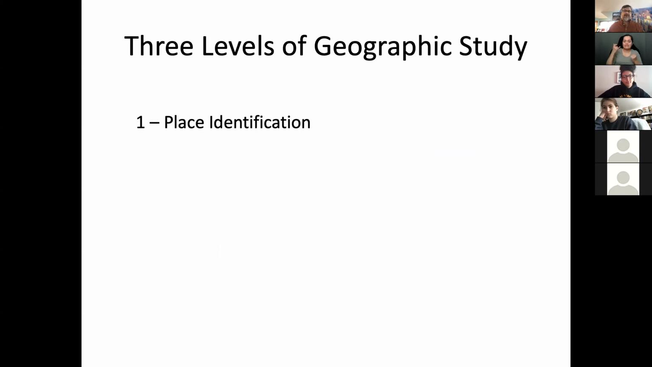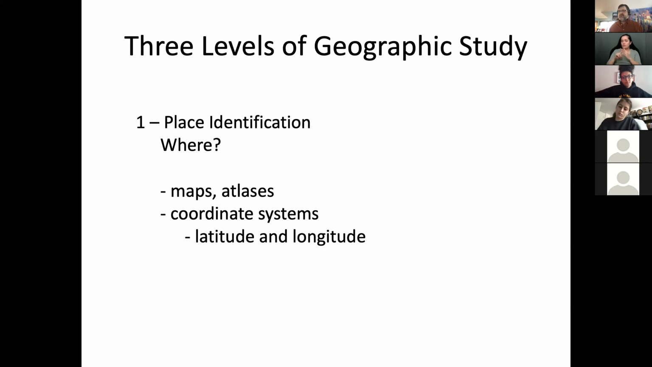Okay, so we had my definitions of geography. Now I'd like to tell you three levels of geographic study. Three levels of geographic study. So number one is place identification. Again, that's where we start. We start with the one question, where? So this is the simplest level, but we need to know where places are. So we can use things like maps and atlases. We can take things like map quizzes. If we want, we can use coordinate systems, the latitude and longitude, the most well-known one, right? We want to ask and answer the question, where?